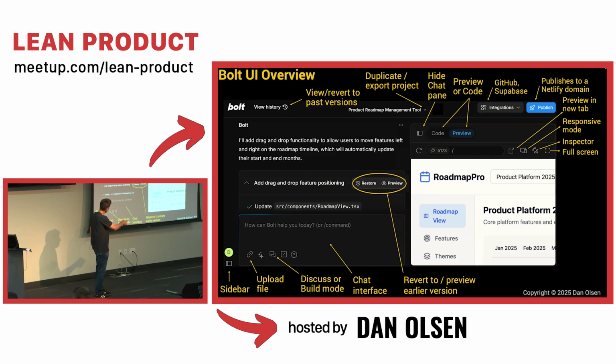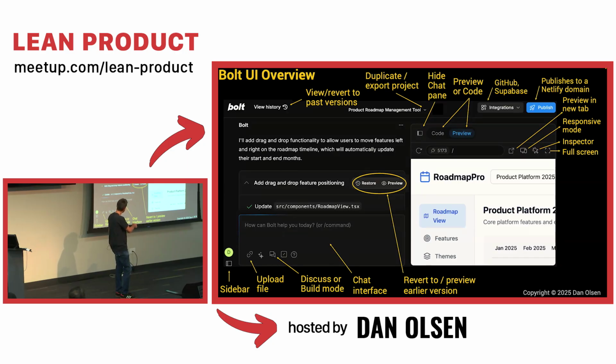You can hide code preview, same thing. They support GitHub and Supabase, just like Lovable does. This is where you publish it to Netlify. You can preview in a new tab, responsive mode. This is the thing when you want to modify just one thing: you would click on that icon if you wanted to change it. Full screen.